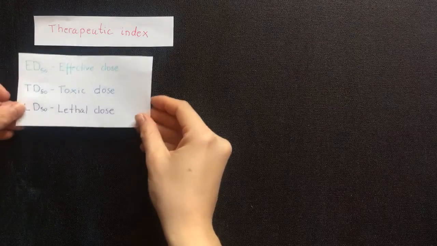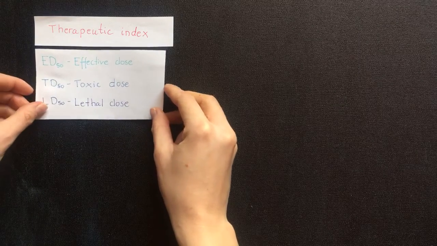We are going to look at the therapeutic index. That is actually a measurement of how effective a drug is compared to its toxicity. And it's actually calculated differently between animals and humans. But before we go into that, we need to look at some terms. So here we have some terms.